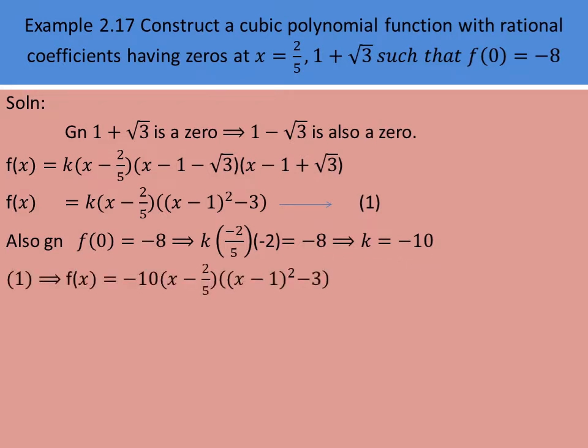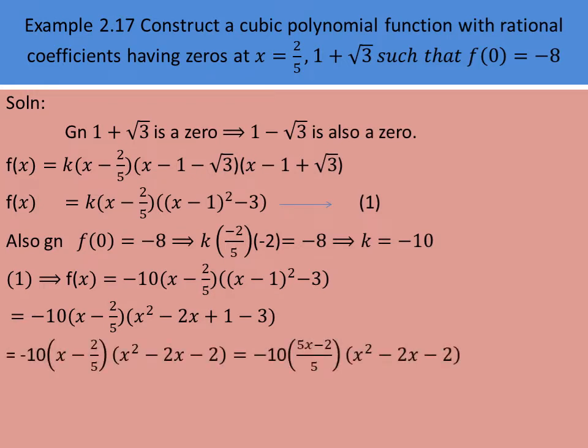So k value is equal to minus 10. Now you can replace that k value in equation 1. So f of x is equal to minus 10 into (x minus 2 by 5) into ((x minus 1) the whole square minus 3). So it is equal to minus 10 into (x minus 2 by 5) into, you can expand that, (x minus 1) the whole square is x square minus 2x plus 1.